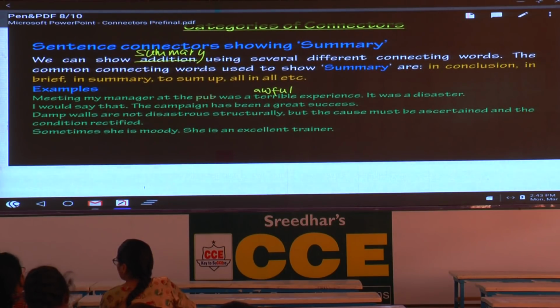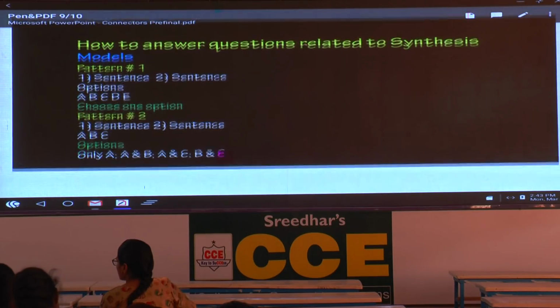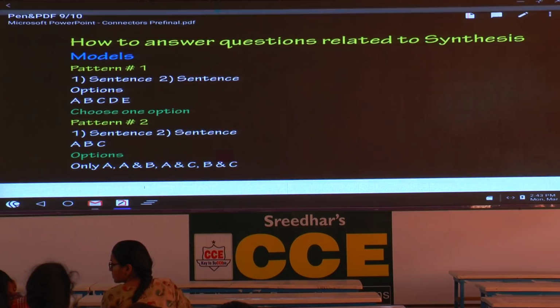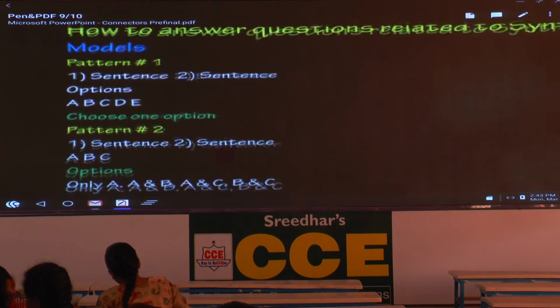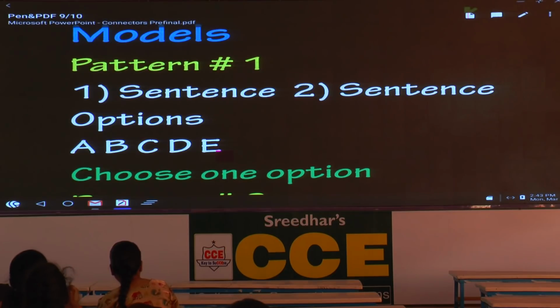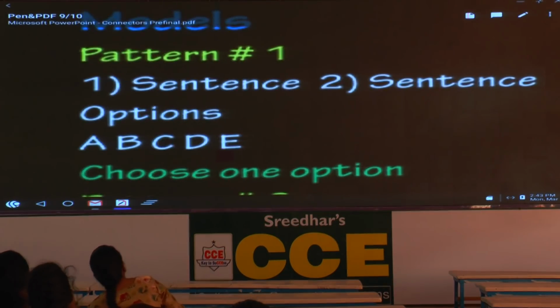So, some of the important concepts, words, examples. Now, we will see how to answer questions related to synthesis, but we will see the models first. You come across two models, please make a note. Model 1 or pattern 1.